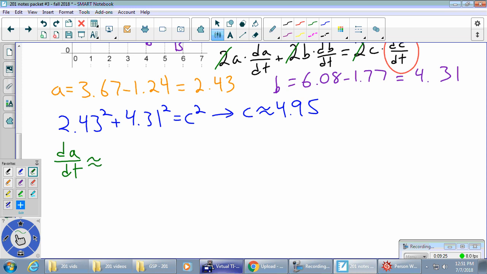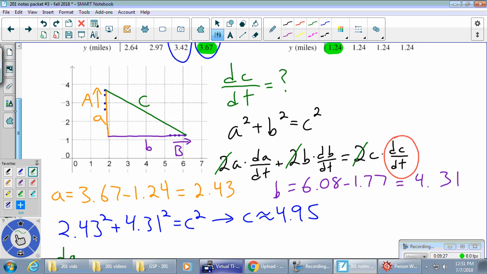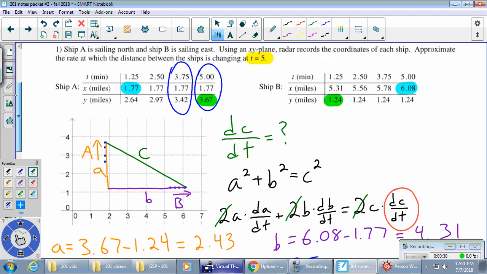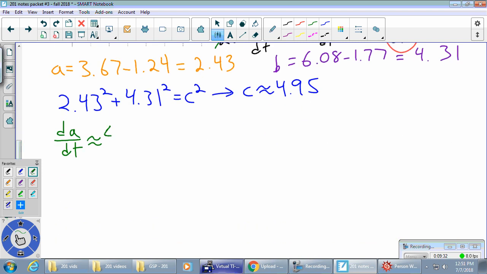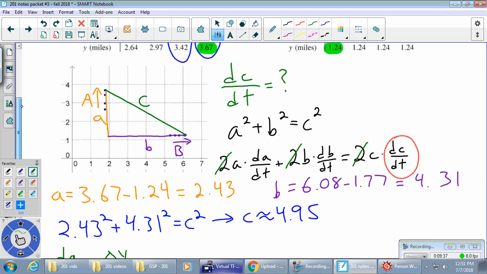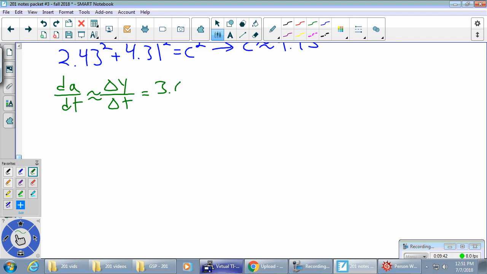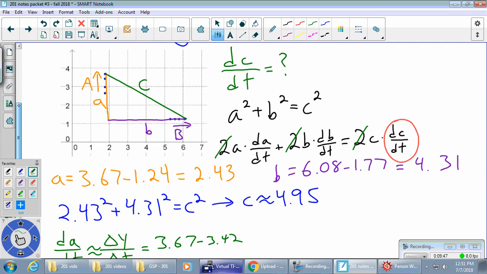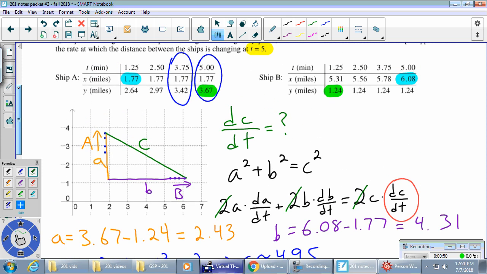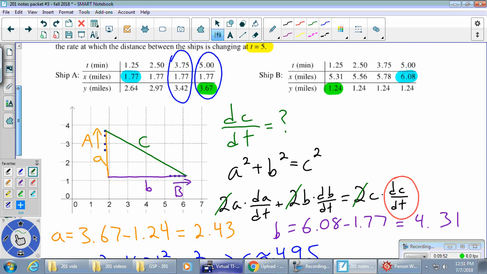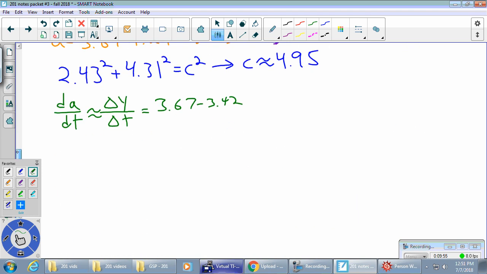is roughly equal to, so we're looking for, it's just a change in y over a change in time. I'll write it this way, change in y over change in time. And so the change in y is the 3.67 minus the 3.42. And the change in time is just 1.25 minutes, but I'll just put the actual numbers here so we can see the similarities between top and bottom of our fraction. So 5 minus 3.75. Okay, so I'll type that in the calculator in just a moment.